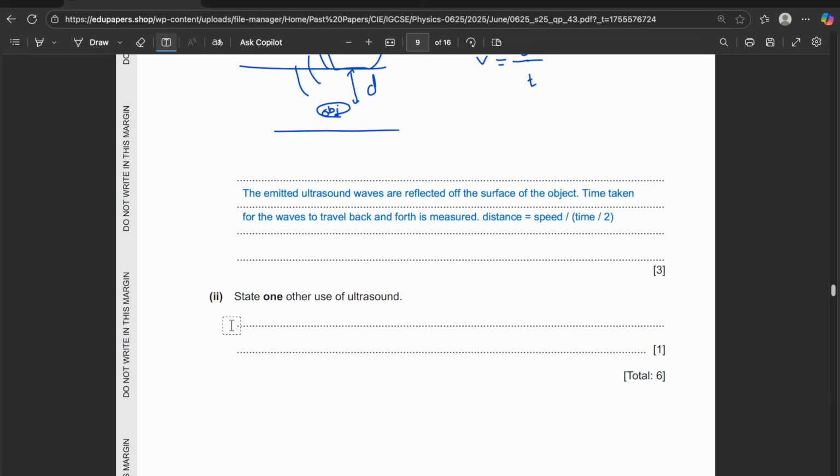To state one other use of ultrasound, it can be used for medical screening, because it can pass through the soft tissue, right? It also uses a similar concept with reflection to create an image of the organs inside the body. So, medical screening.